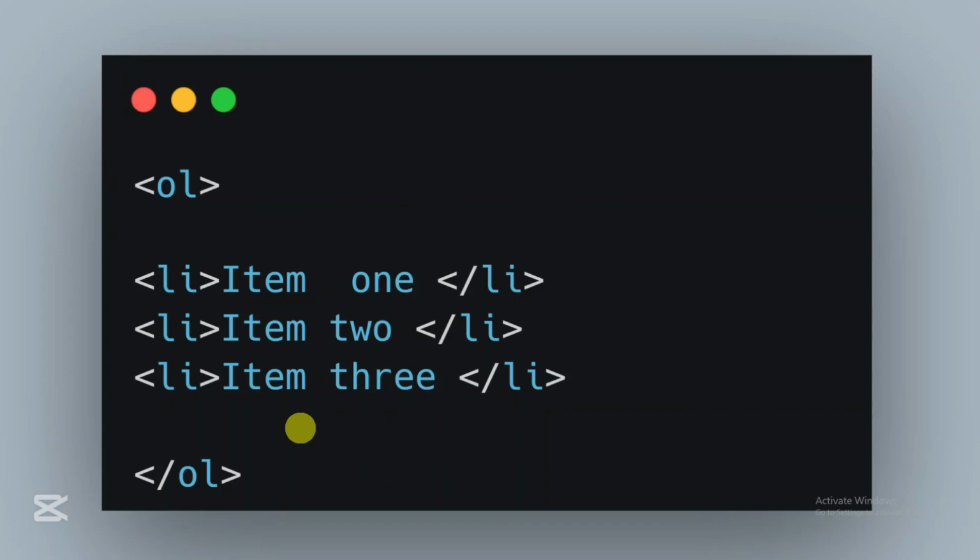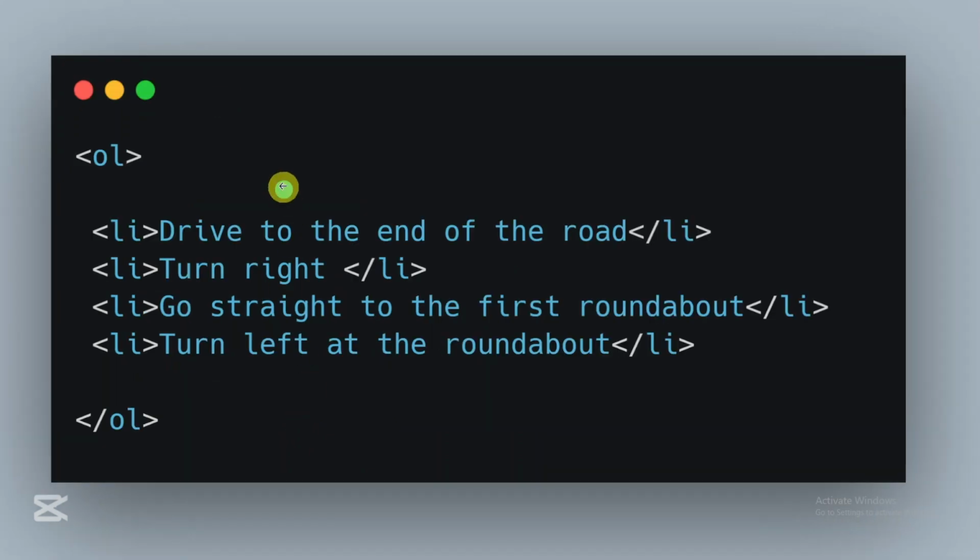So using the direction example, let's see how we would write an ordered list in our HTML document. We are going to start with our OL that represents an ordered list, and then the closing OL. In between, we wrap all of this with our list items. So the first LI says drive to the end of the road. Then we close the list item.